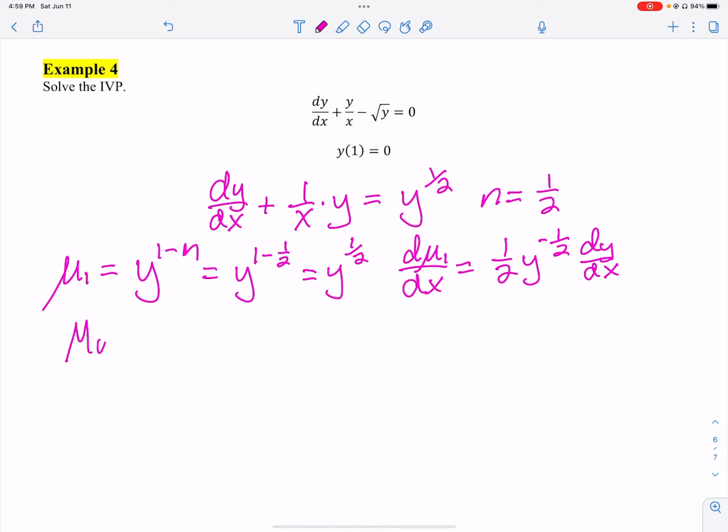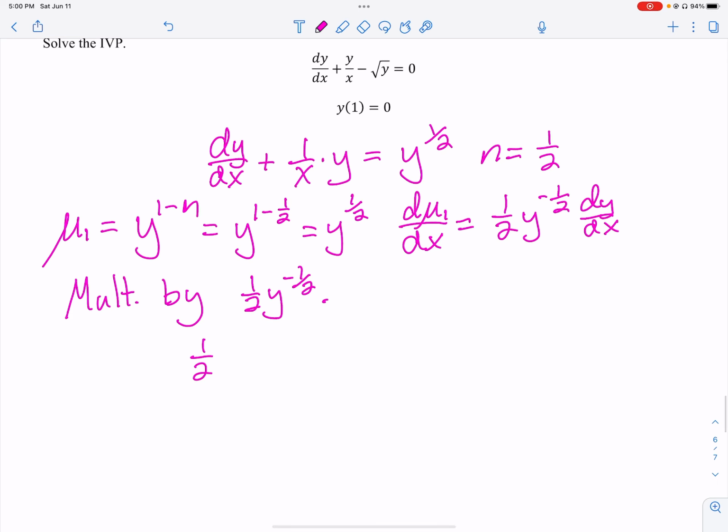Now we multiply by, and it's always going to be the coefficient of your dy dx, so 1/2 y to the negative 1/2, right here. It'll always be right there. So we're going to multiply the DE by that. So we get 1/2 y to the negative 1/2 dy dx, plus, and then we want to distribute this, 1 over 2x times y to the 1/2 equals 1/2.